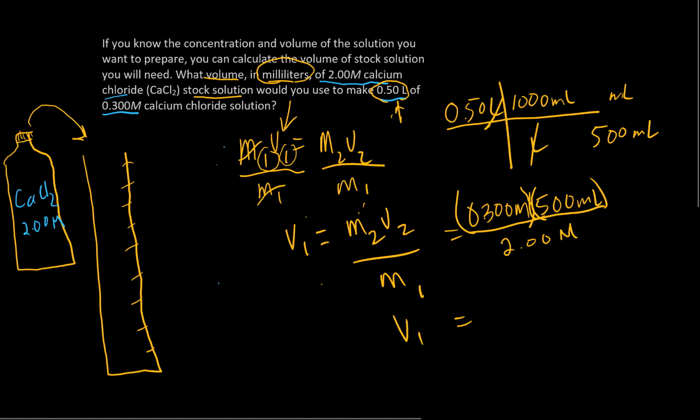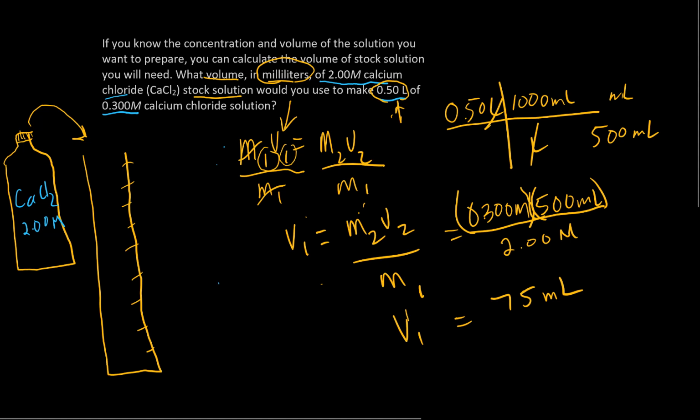Okay, and then we do that math, and we're going to get the volume of our stock solution that we need to pour in. Let me pause this for a second, I'll do the math and I'll come back. Okay, this is going to come out to be 75 milliliters.